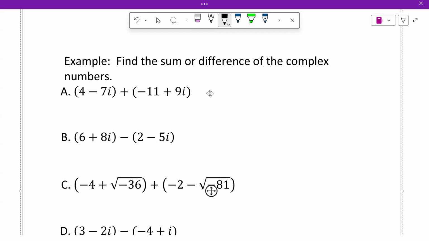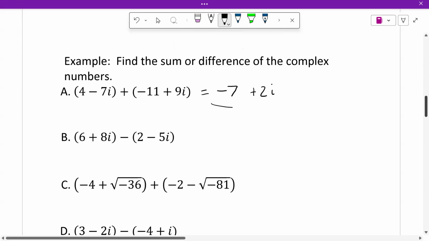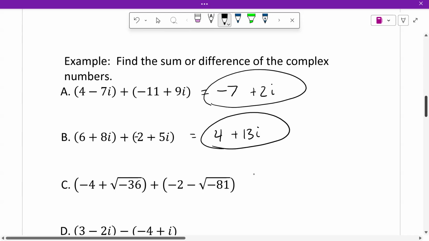What's 4 plus negative 11? Negative 7. What's negative 7i plus 9i? 2i. We wrote them as a complex number. We're done. That is easy. There we go. Okay. Now, if we have a minus sign in front of this, we distribute the negative sign. What's 6 plus negative 2? 4. What's 8 plus 5i? 13i. Easy peasy lemon squeezy.